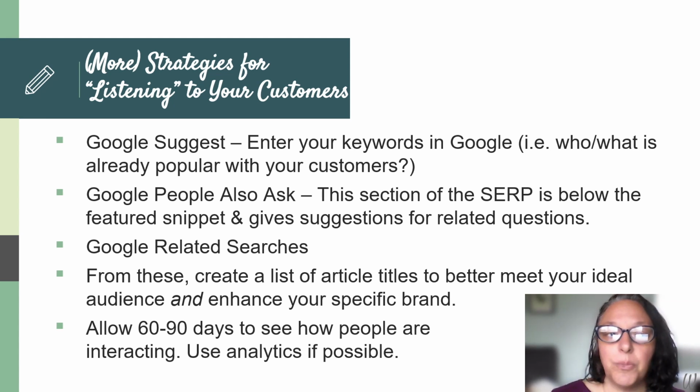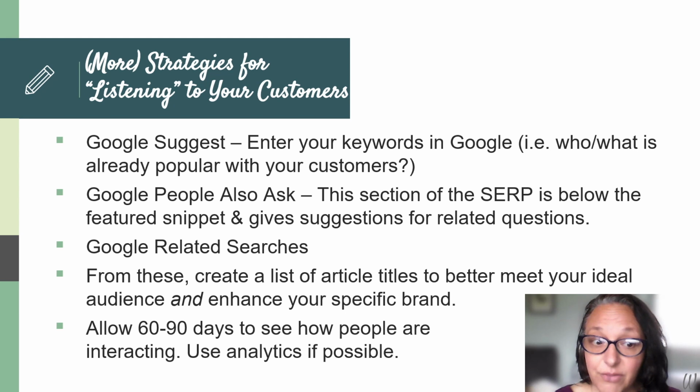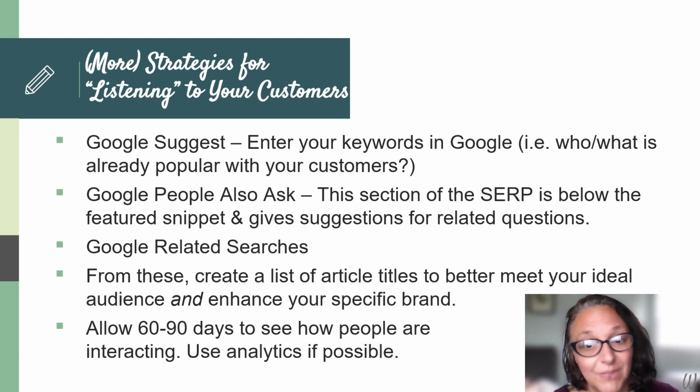So as you start to add content that is helpful, relevant, and adds to the conversation, you're then going to promote it on social media. And that is going to help Google contextually understand your website. We're going to talk about that in the next video more. But one thing I want to note right now is that you need to allow up to 90 days to see how people are interacting with everything that you're posting. It's not going to be instantaneous.